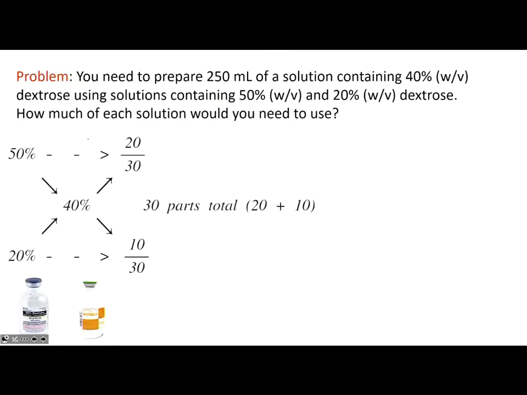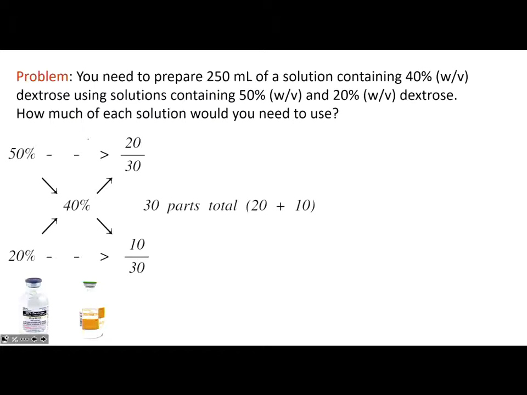So let's set this up the same. High strength is 50% over the 20%. To the right and in the middle is my target, which is 40%. Let's start at the 50%, go down diagonally crosswise. 50 minus 40 is equal to 10. That 10 is written directly across from the 20%. Let's go diagonally up from 20%. Going up, 40 minus 20 is 20, so I write that 20 directly across from the 50.